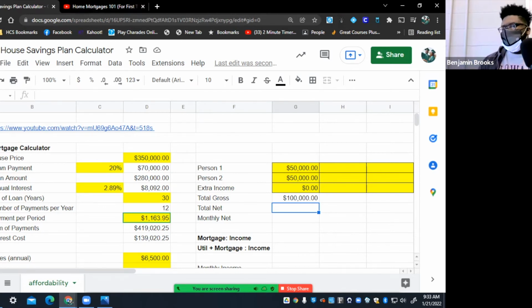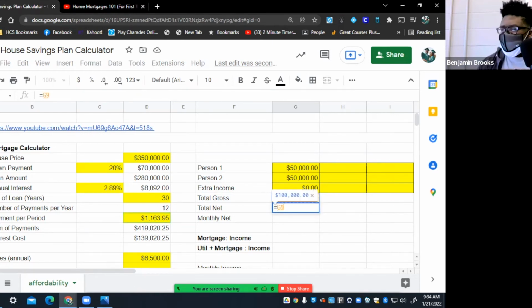All right. Total net. So think about it. If you bring in $100,000 in a year, you're only really going to take about 70% of it, right? Because the rest is going to go to taxes and insurance and whatnot. But he used the 68%, so we're going to use the same thing, but you can change it, and that's okay. So we're going to hit equals.